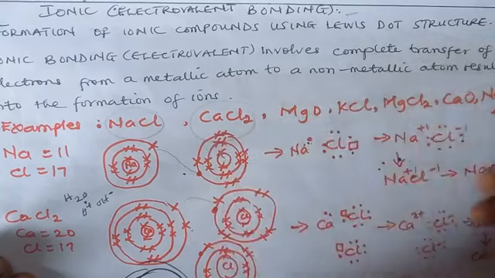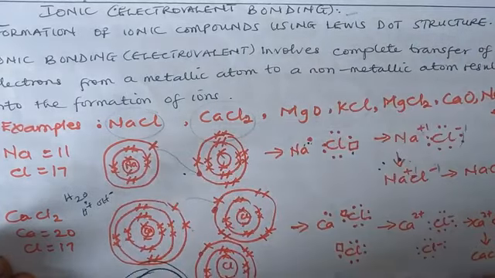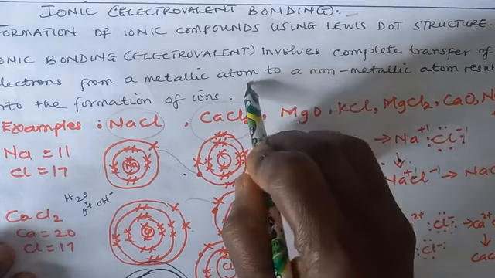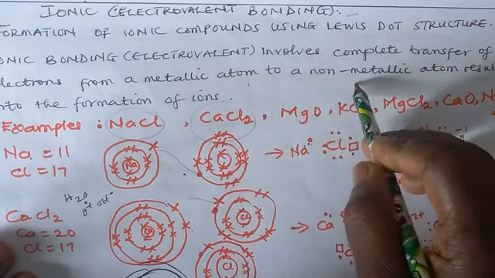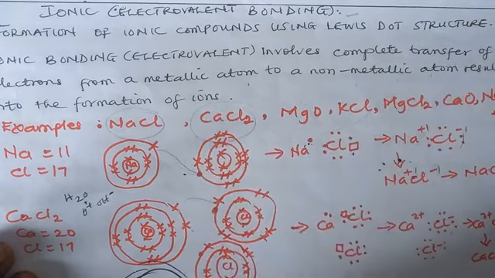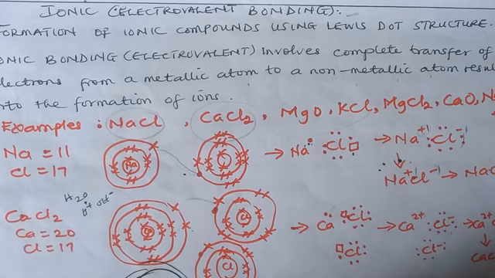Within a molecule of a compound, all these compounds are examples of ionic bonding, and it involves complete transfer between the atom of a metallic element to a non-metallic atom, resulting in the formation of ions. That is, whenever the atom of an element has not given out its electron, it is called an atom. After giving out, it becomes an ion.